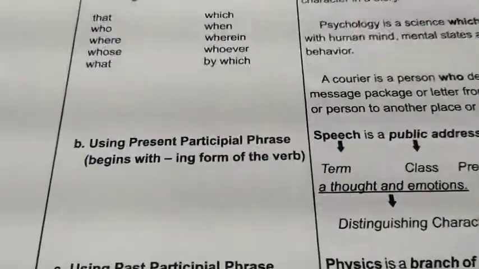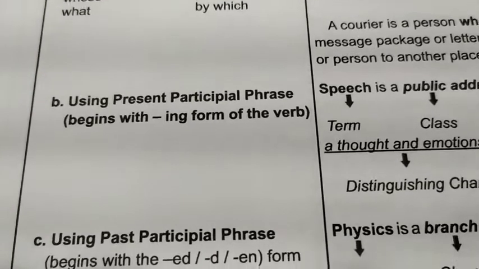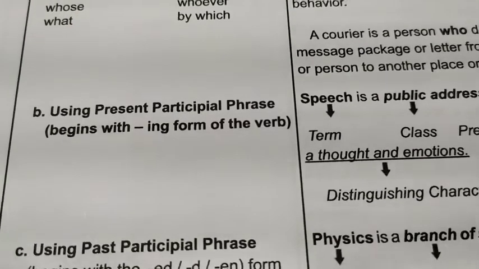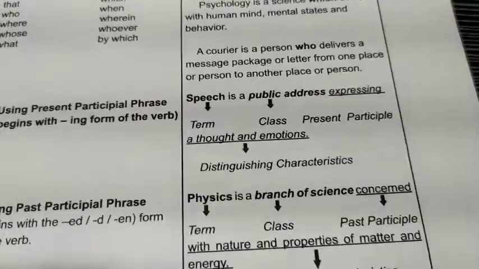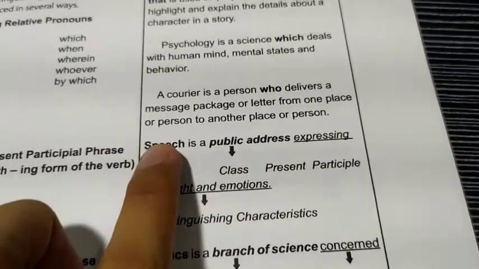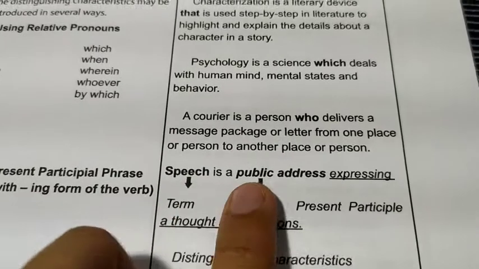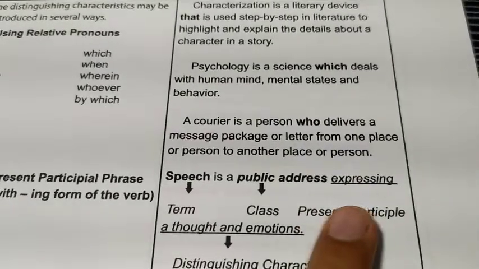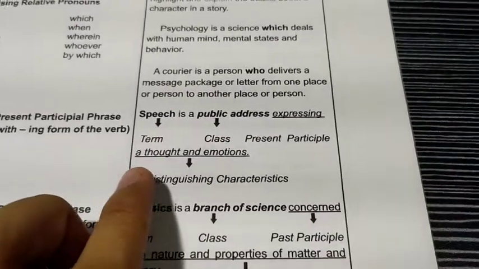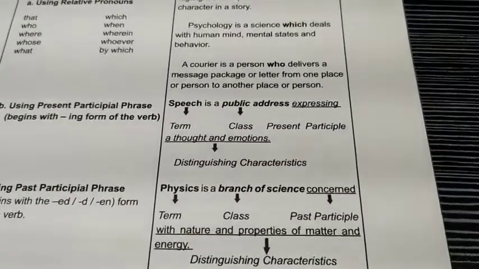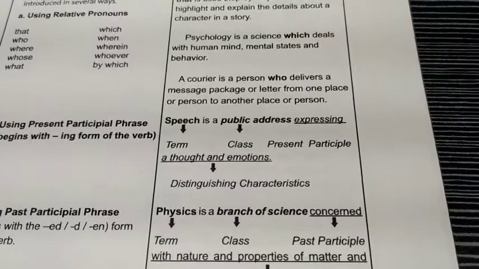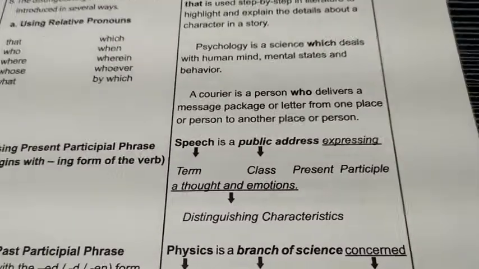Then, the present participial phrase. So it can begin with ing, like this one. Speech is a public address expressing a thought and emotions. So your characteristic is beginning with ing.